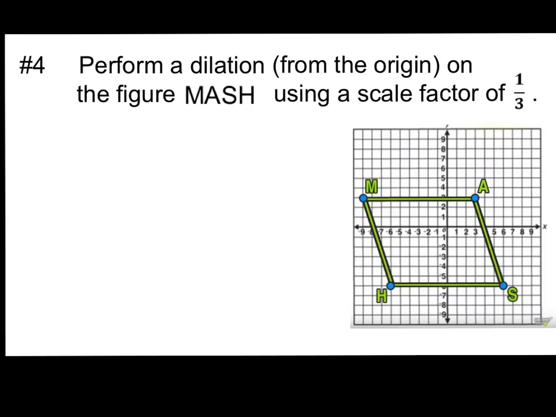Okay, problem 4. We're going to try this again, but this time we're going to perform a dilation from the origin on figure MASH, so quadrilateral MASH, using a scale factor of 1/3. So 1/3 is less than 1. So this should get smaller. We will see. Okay, so what we want to do is find the coordinates of each vertex. So we have M, A, S, H.